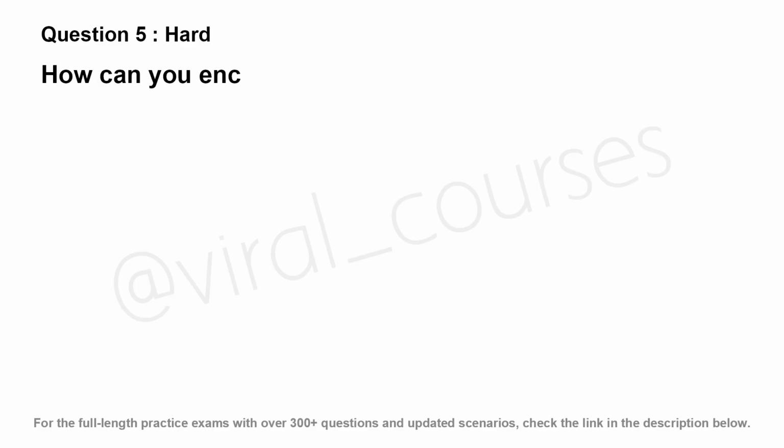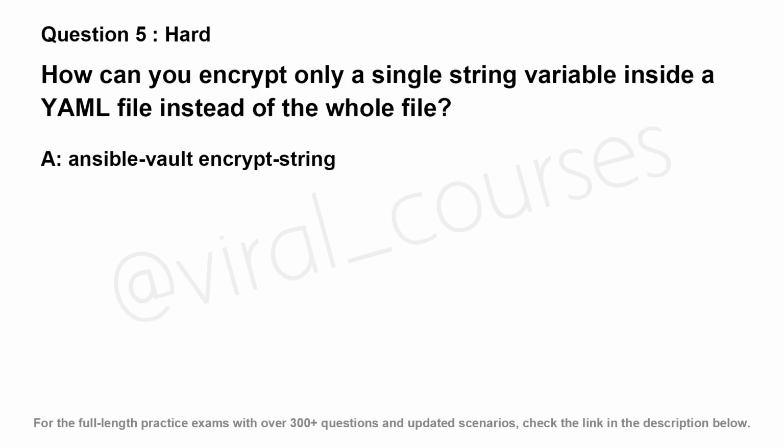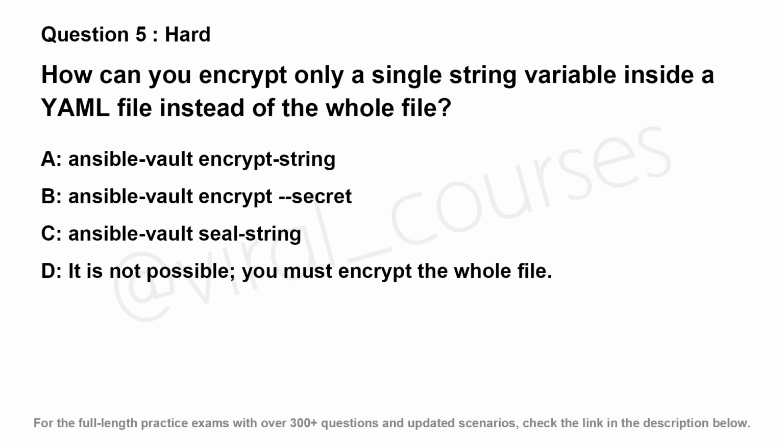How can you encrypt only a single string variable inside a YAML file instead of the whole file? Option A. ansible-vault encrypt_string. Option B. ansible-vault encrypt_secret. Option C. ansible-vault seal_string. Option D. It is not possible. You must encrypt the whole file.